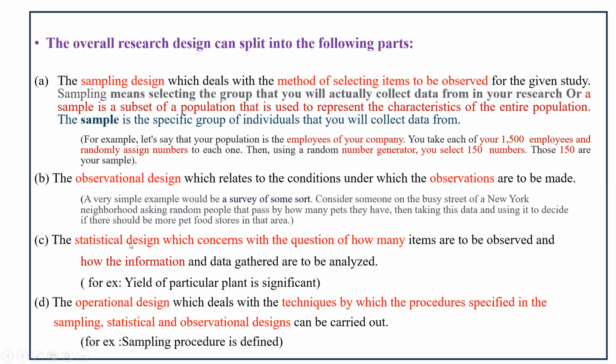The next is statistical design, in which generally it is observed the question of how many items are to be observed. Now we have seen the observational design. Here the question will be how many are observed and how the information and data is gathered to be analyzed.